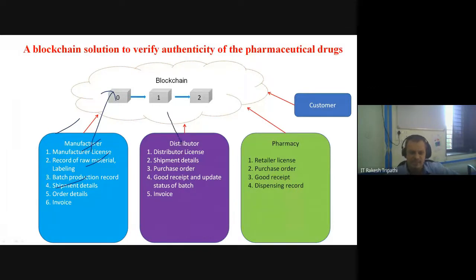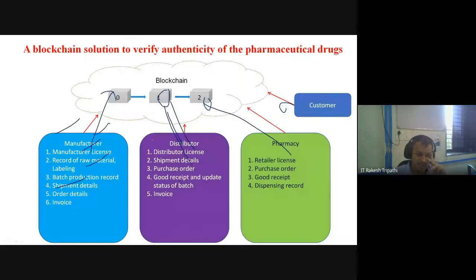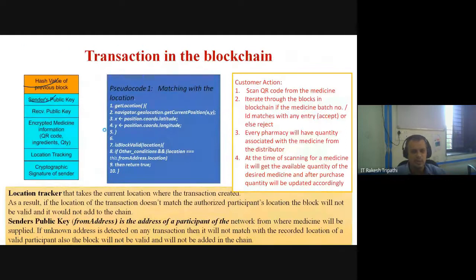The distributor should write whatever license they have, the shipment details, and the purchase order, everything. The pharmacy should write all details, and the customer should be able to see the whole supply chain. Now what will happen? All transactions will look like this: the sender, manufacturer sending to distributor, distributor sending to pharmacy, pharmacy giving to customer.